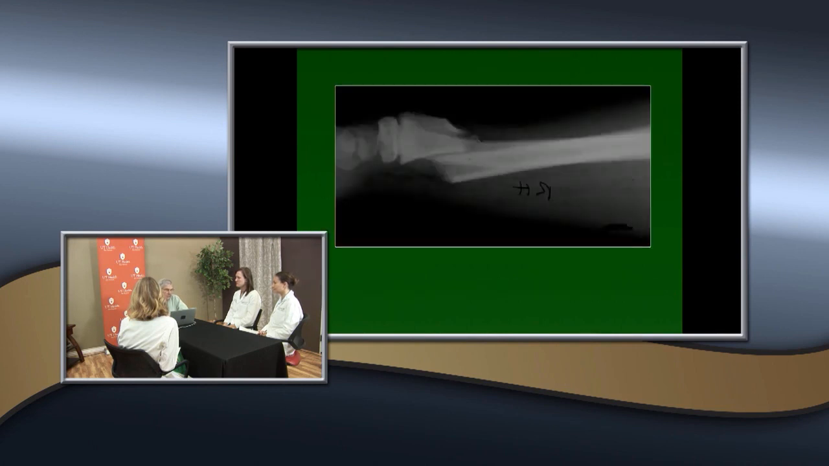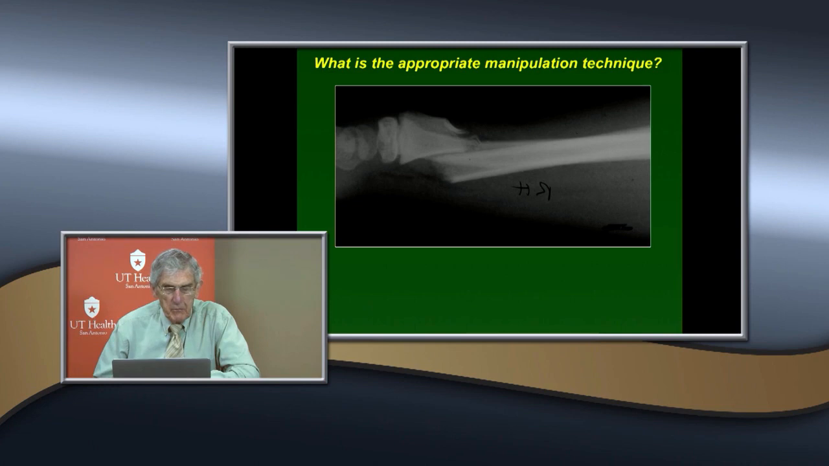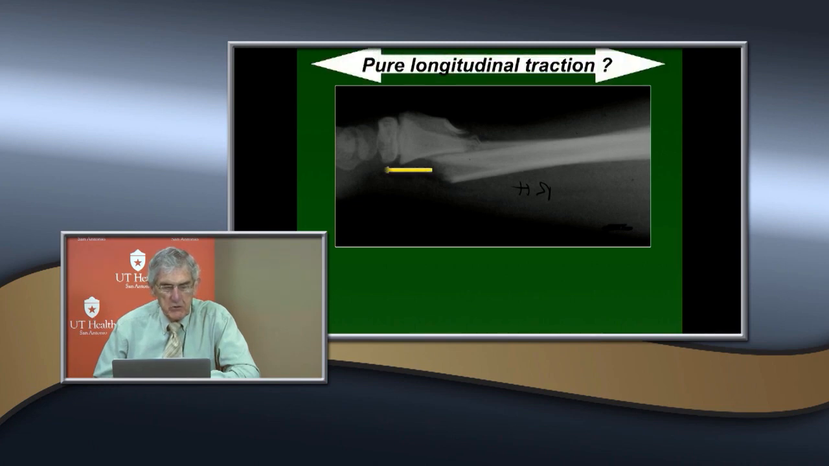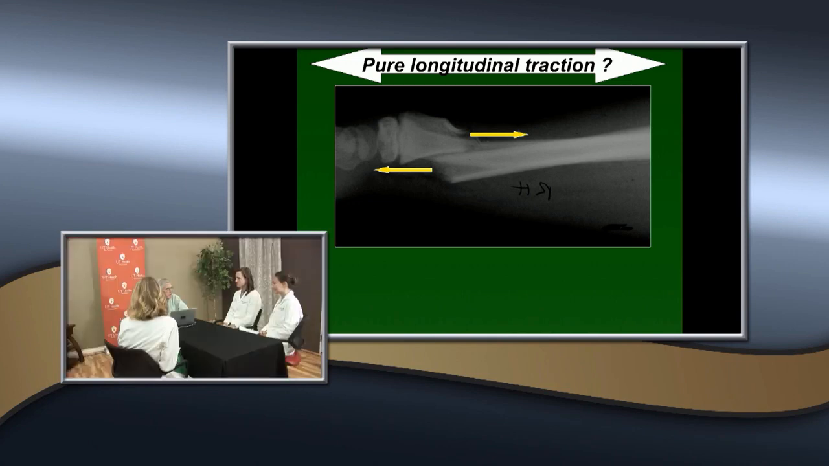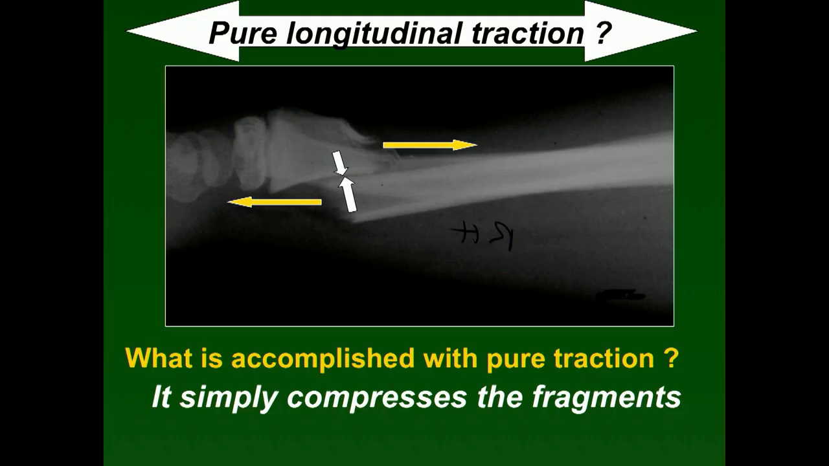So, if you're going to do this, the appropriate manipulation technique, it's shortened. All you got to do is put longitudinal traction. What does that accomplish? Does that reduce it? No. So what's accomplished with that? Nothing more than just compressing the fragments. So to reestablish the length, what do you have to do? Recreate the deformity. That's exactly right.